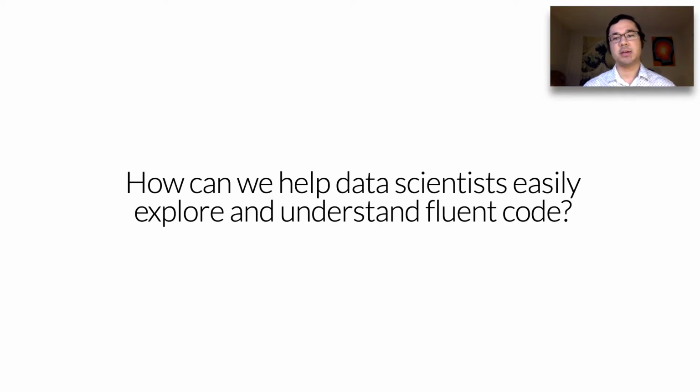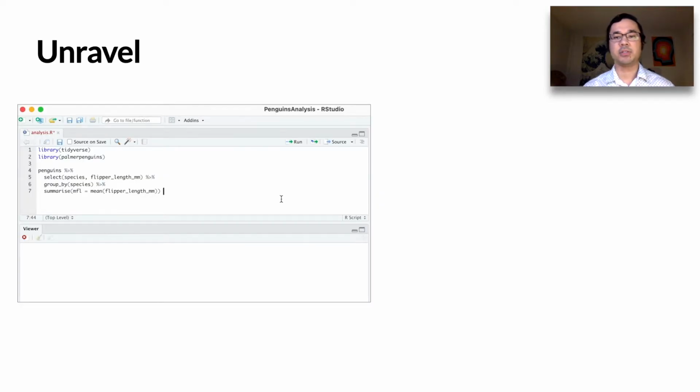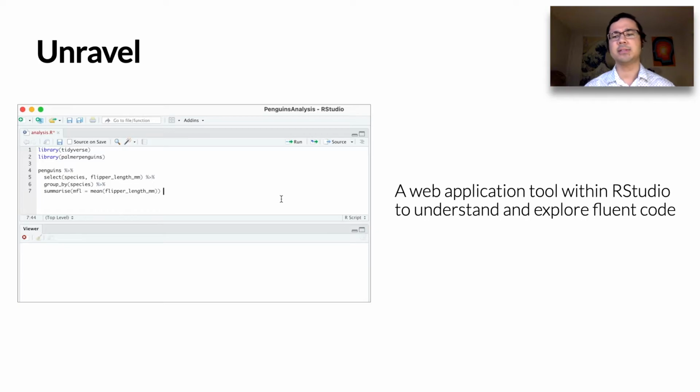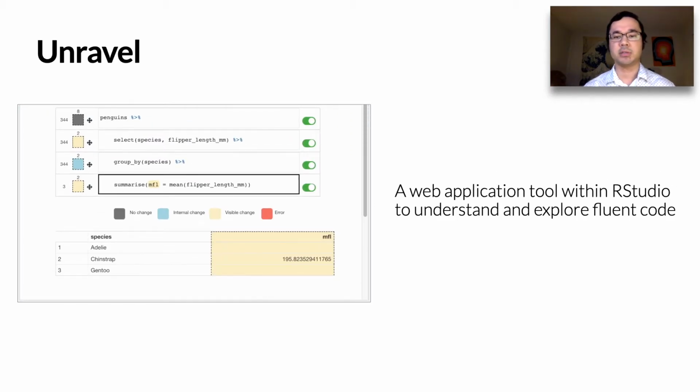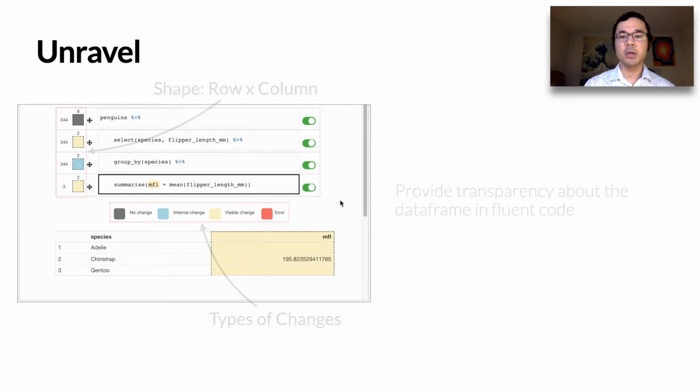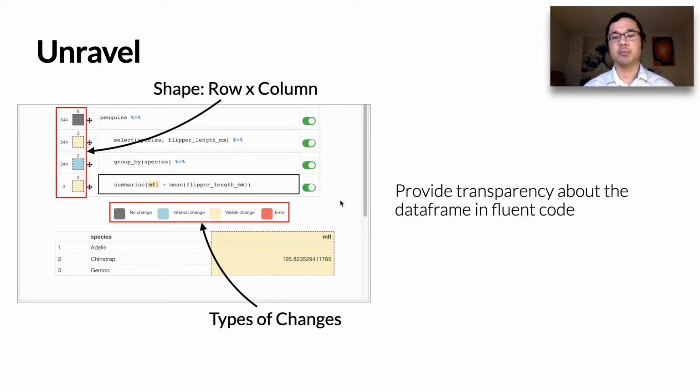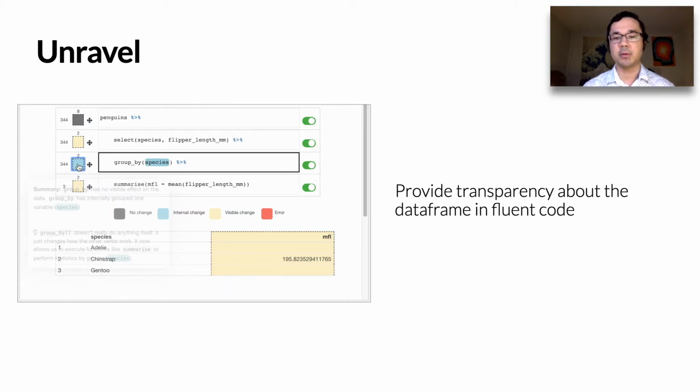Our answer to that is a tool called Unravel, which is a web application run within the RStudio IDE, and you can think of it as an exploration mode for the code. The data scientist simply has to pipe their code into a function called Unravel, and this opens the application in the IDE. Now, one of the design goals was to help provide transparency about the data. So Unravel presents visual cues about the shape of the data frame according to rows and columns and the types of changes that occurred at each step.